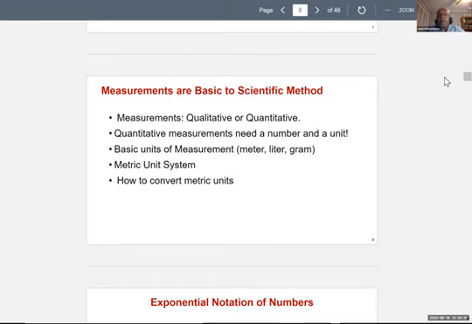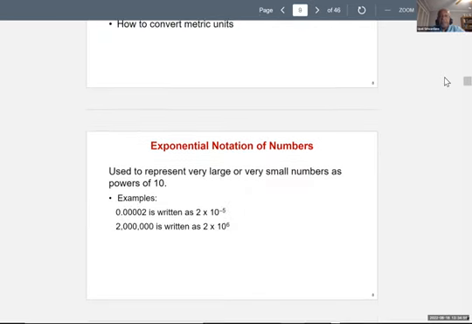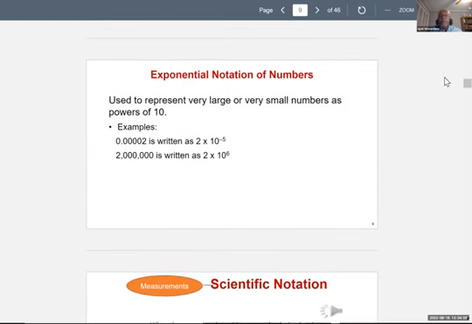Now, a measurement could be qualitative or quantitative. Qualitative is just a statement: this car is faster than the other. Quantitative means this car travels 5 miles, the other car travels 10 miles. So a measurement has a number and a unit. There are 6 base units in the metric system. We talked about that. An important part of the measurement is the number.